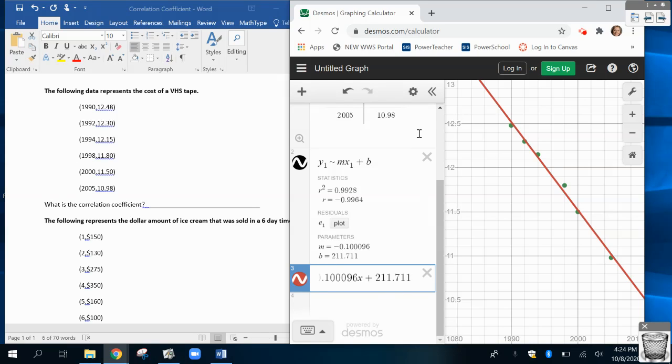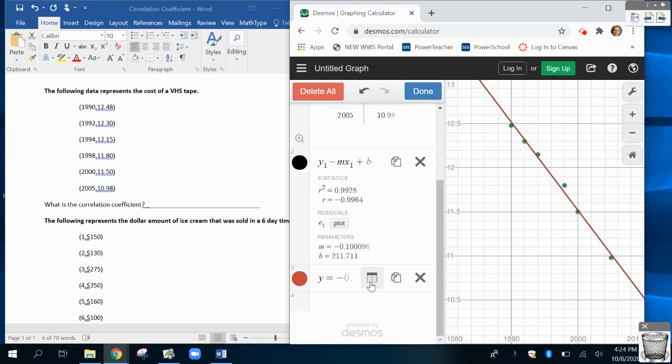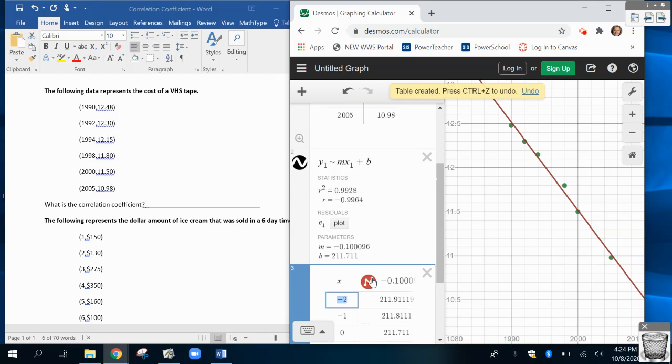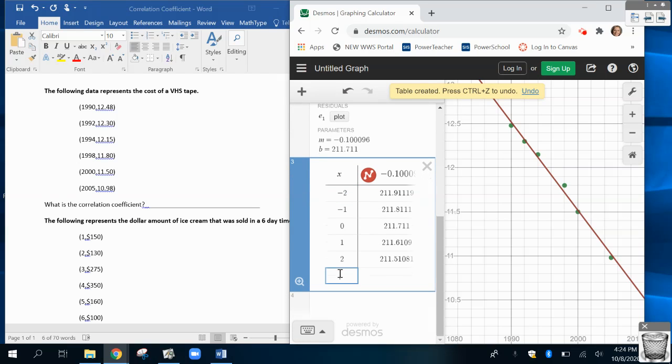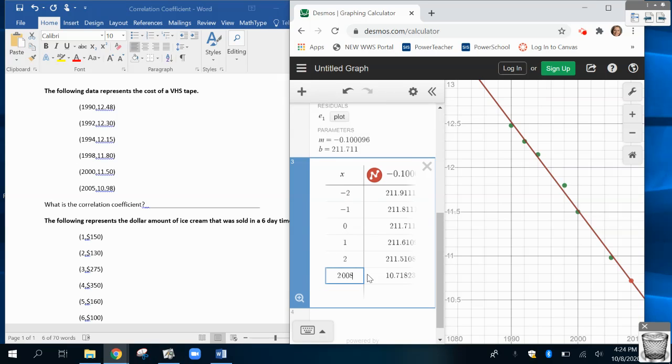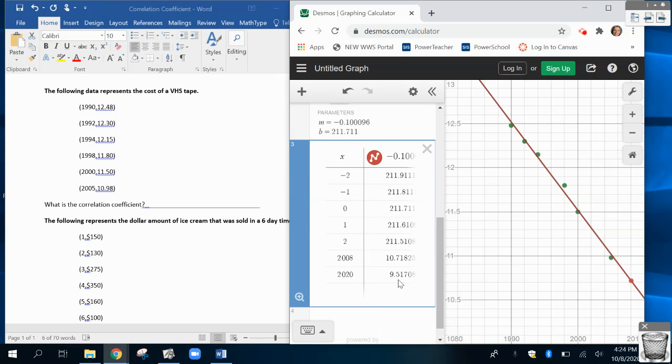And while I'm still in this box, I'm going to go up to this wheel and I'm going to see some things pop up next to my equation, and I'm just going to hit table. Okay, and now it's turned my equation into a table. So if I want to calculate the year 2008, I'm just going to type it in, and it's going to tell me $10.71. If I want to calculate the year 2020, it's going to tell me $9.51.